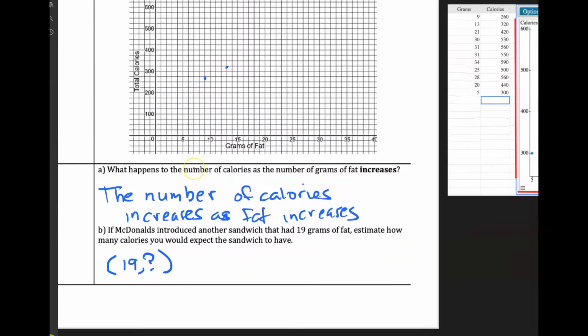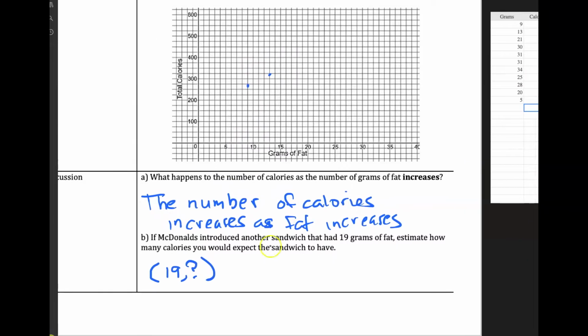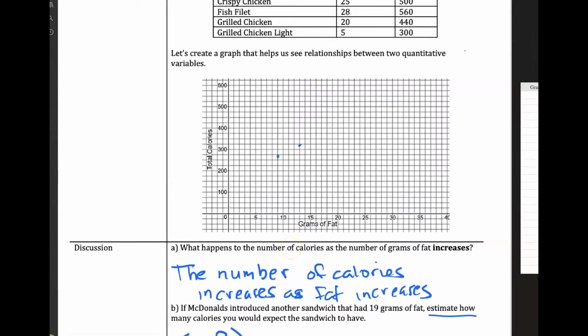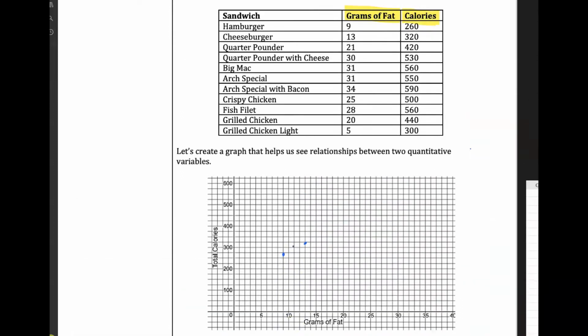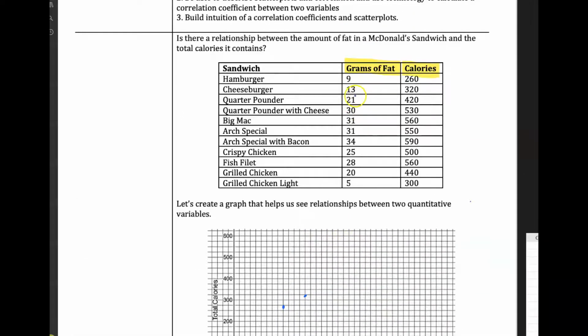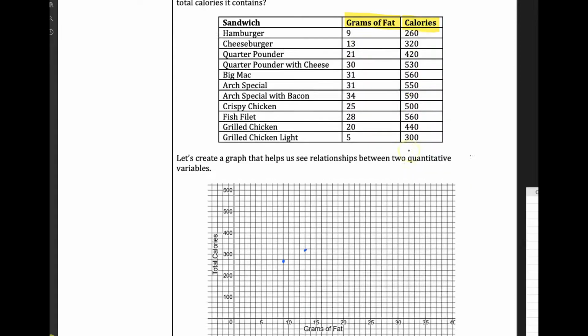What we want to do is use this information to estimate or make predictions. If McDonald's introduced another sandwich that had 19 grams of fat, could you estimate how many calories? We could use the table. 19 is close to 20. I'm guessing somewhere in the 400 range. Here's another one: 21 is 420, maybe in the 400s.